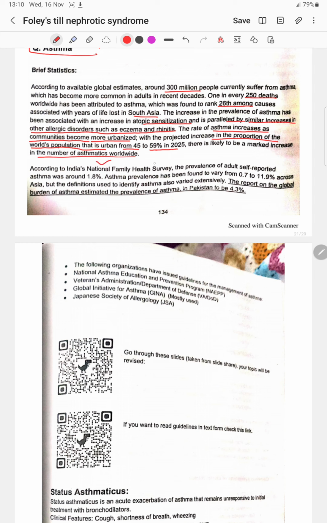According to India's National Family Health Survey, the prevalence of adult self-reported asthma was around 1.8%.